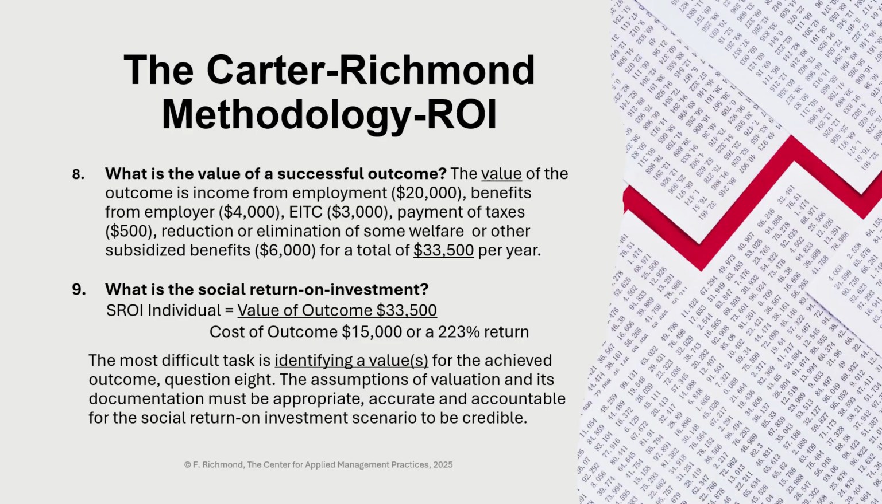All right, so let's take a look at that person, the 10 people that got jobs. Let's say modestly, income from employment, 20,000. I had benefits, 4,000, earned income tax credits, 3,000. I paid taxes, 500, and I reduced or eliminated some welfare or other subsidized benefits for 6,000. From an accounting perspective, I can say that the value of that job is 33,500, not the 20,000, but 33,500.